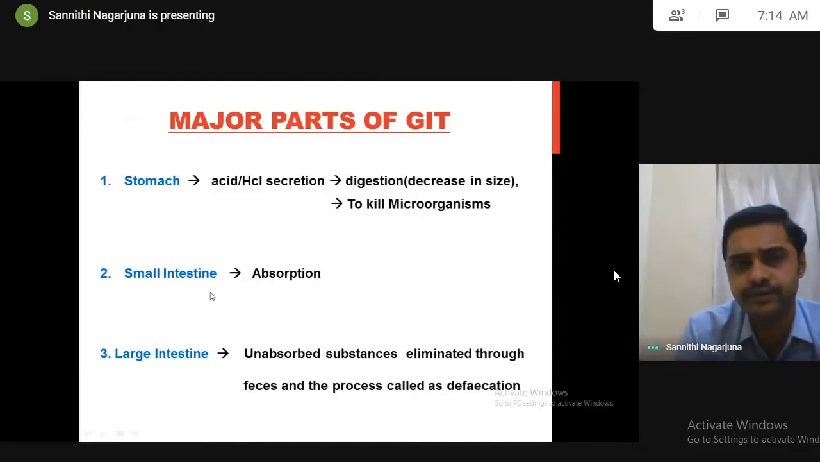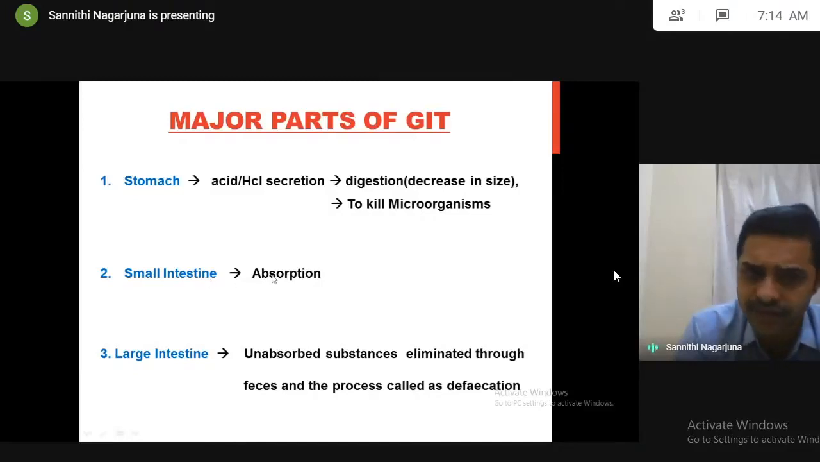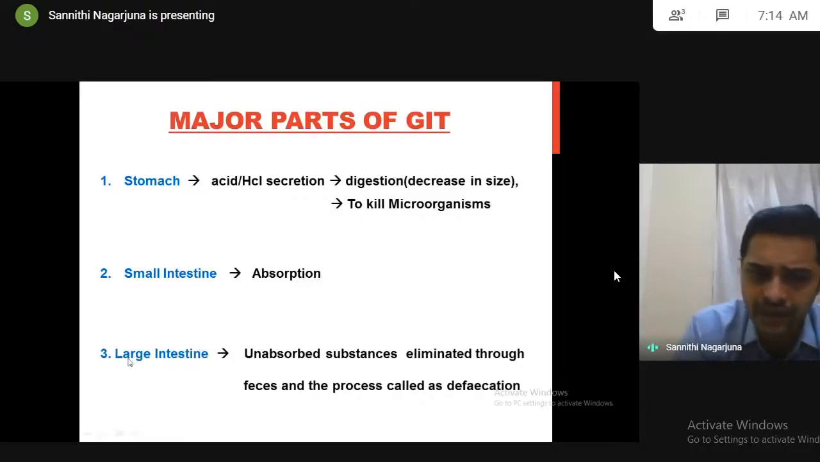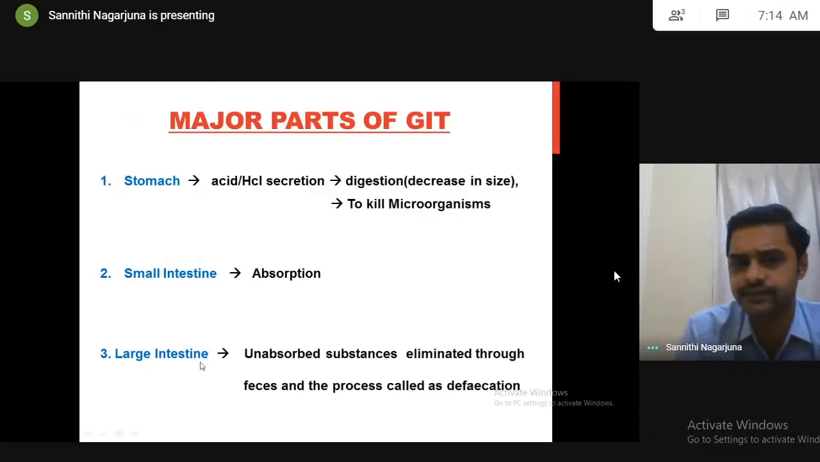Second is the small intestine. The small intestine is the area for absorption, where the food as well as the majority of drugs will undergo absorption. The meaning of absorption is entry into systemic circulation, entry into blood.